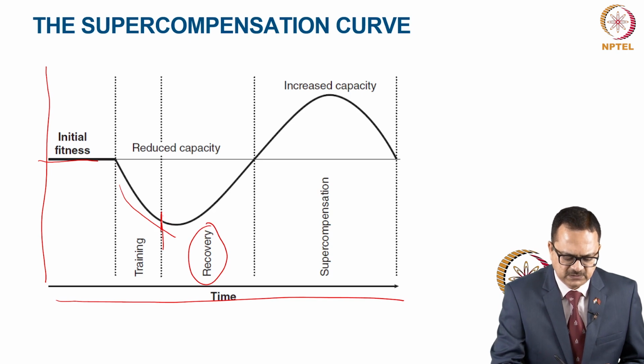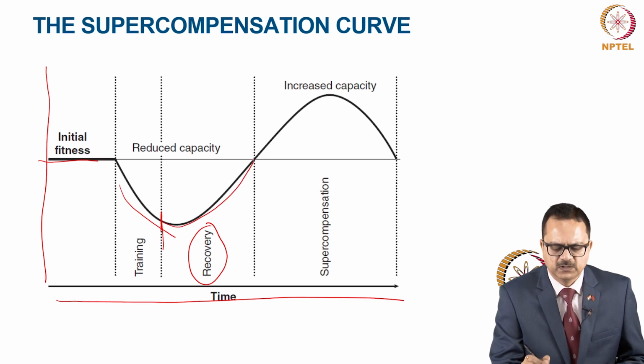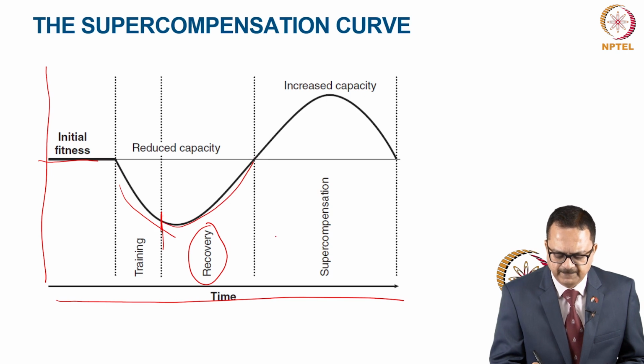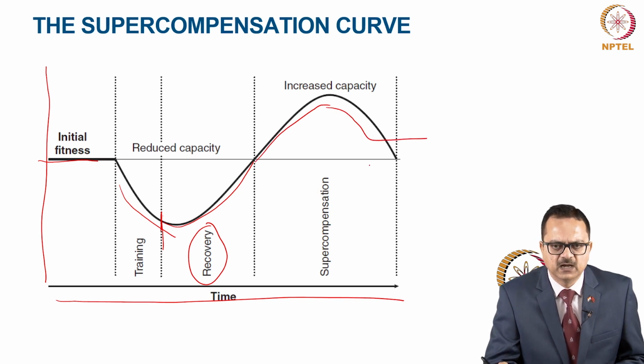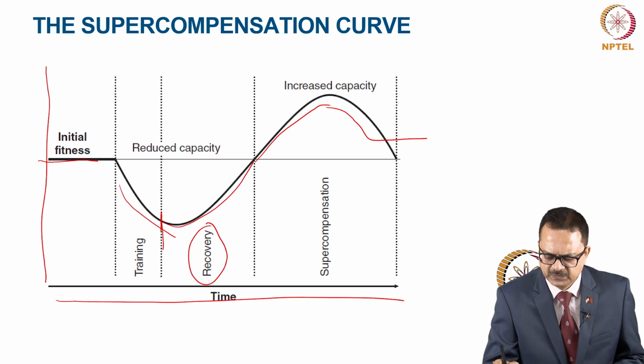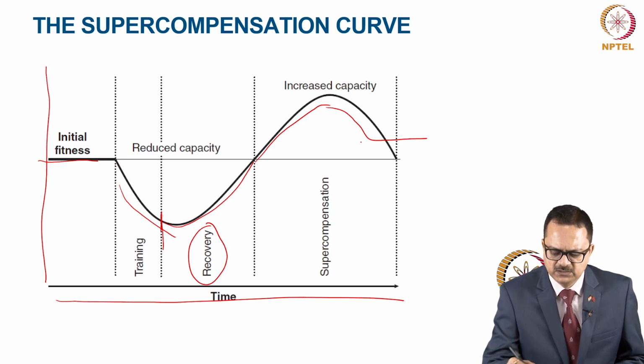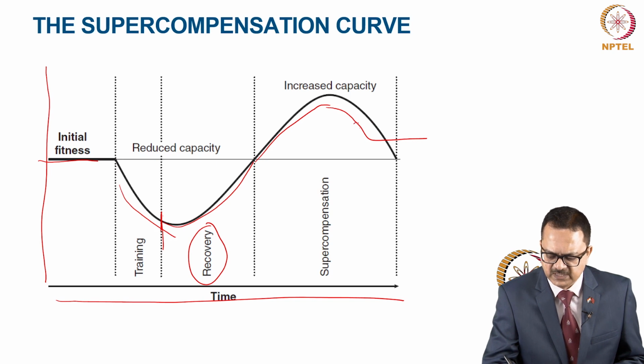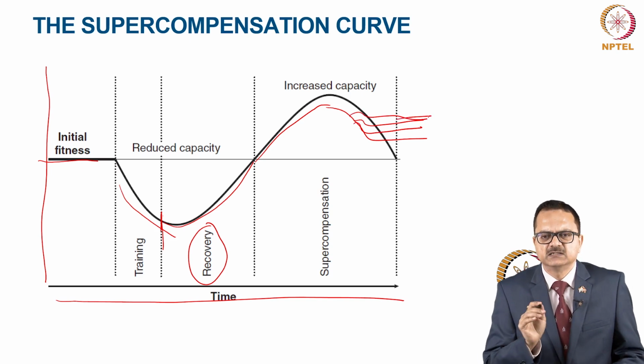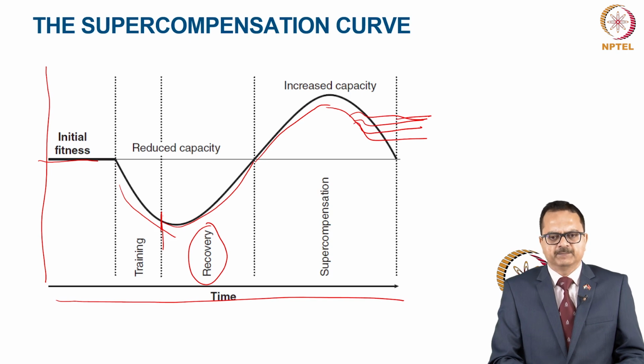When recovery starts, the baseline fitness level starts to come back up. However, if you give enough time for recovery, the baseline fitness level jumps higher than the initial fitness level and ultimately settles down at a level which is slightly higher than initial fitness level. And each subsequent supercompensation will keep raising the baseline fitness levels higher and higher. This is the basis of sports training, and this is called the supercompensation curve.